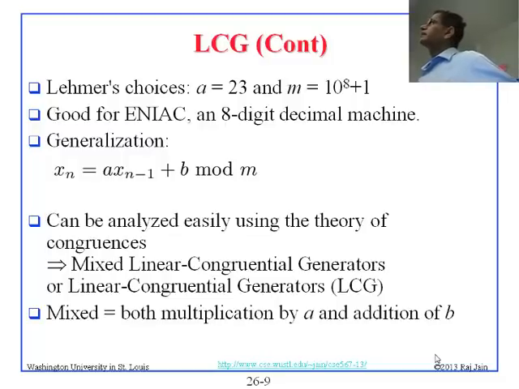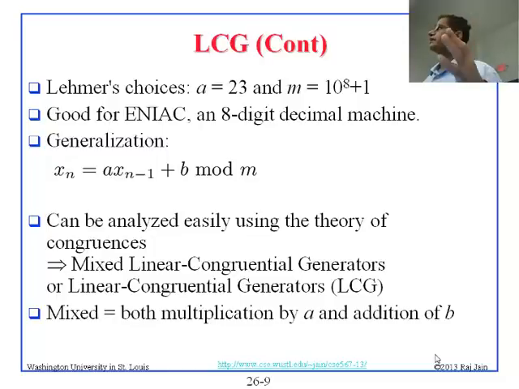You see, the reason he selected m equal to 10 raised to 8 plus 1 is because division by 10 raised to 8 plus 1 was very easy in that computer he was working on. It was probably a decimal computer, not a binary computer. Okay? And so this was his choice. This was good for this machine in Pennsylvania somewhere. I forget where this machine was. This is 1951, right? So this is one of the early machines, and it was a decimal machine.